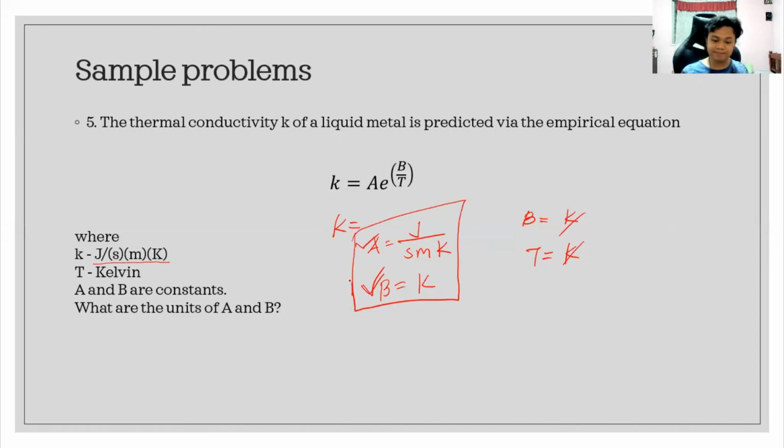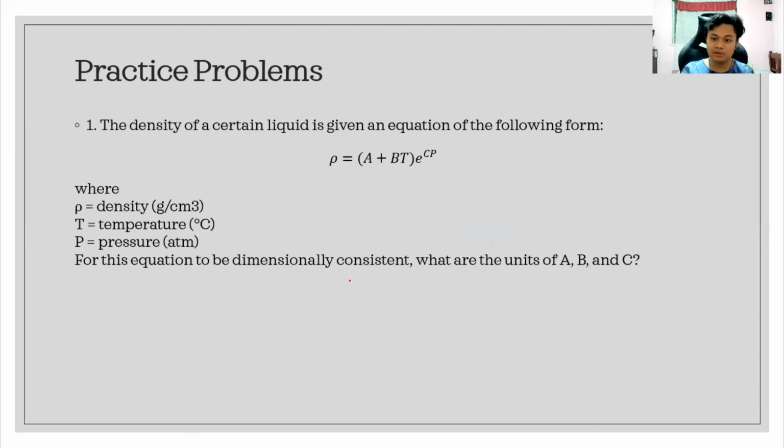Okay, so now I want you to try these practice problems. So these are easy problems. The density of a certain liquid is given by an equation of the following form: rho is equal to A plus Bp times E raised to Cp, in which rho is density, T temperature, P is the pressure in units of atm, and then we are asked for the units of A, B, and C.